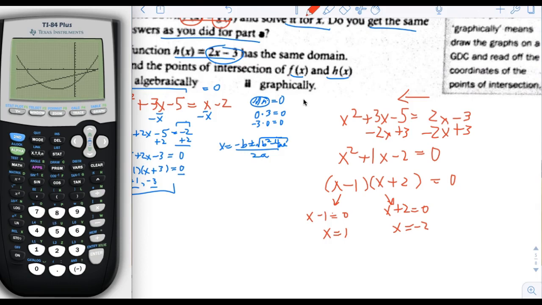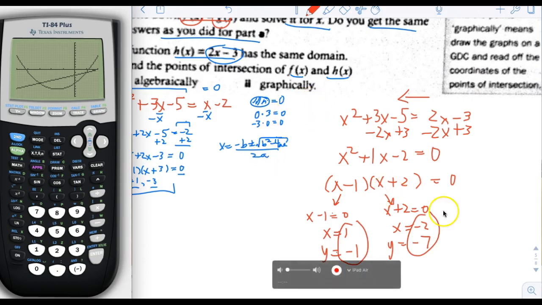And if I wanted to figure out what the y coordinates are that correspond to each of these, I would plug them back into the 2x minus 3 equation, because that is a much easier substitution. So I could put 1 into 2x minus 3, I would get 2 minus 3, which is negative 1. I could put negative 2 into 2x minus 3, which would be negative 4 minus 3, negative 7. Okay, so this would be one of the coordinates, and this would be the other pair of coordinates.